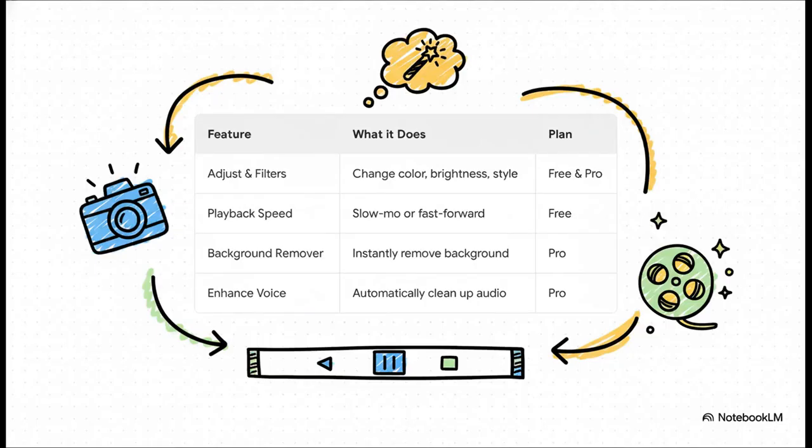Now, everyone on the free plan can still do a ton. You can change colors, add filters, create slow motion effects. But those really powerful AI tools like the background remover and Enhance Voice, those are part of the Pro plan. The big takeaway here is you can make an amazing video for free, but there are some serious time savers waiting for you if you ever decide to upgrade.